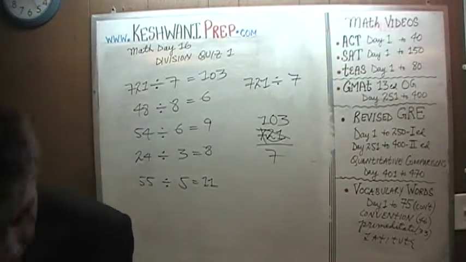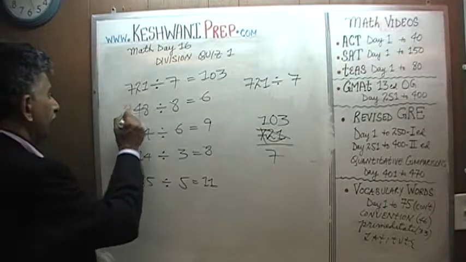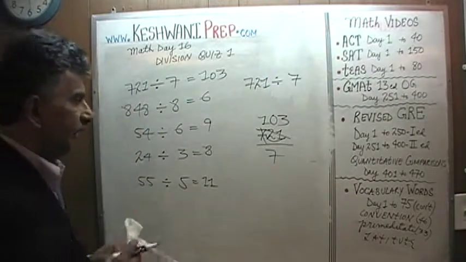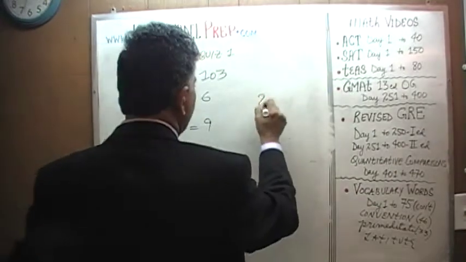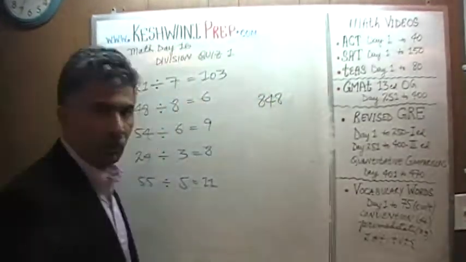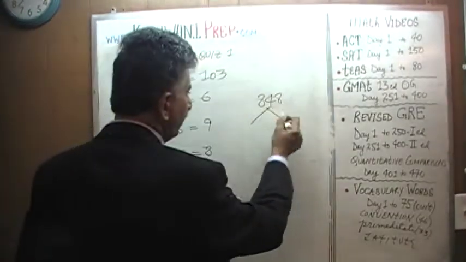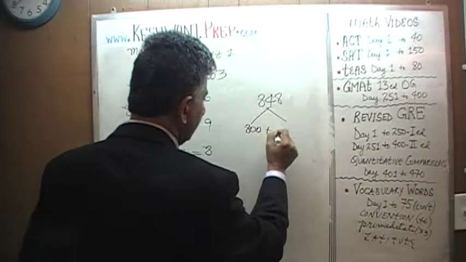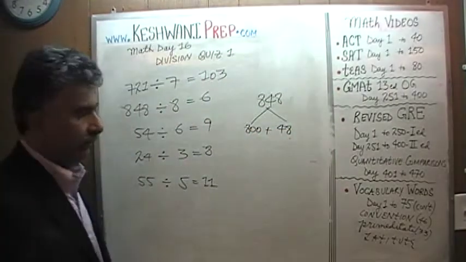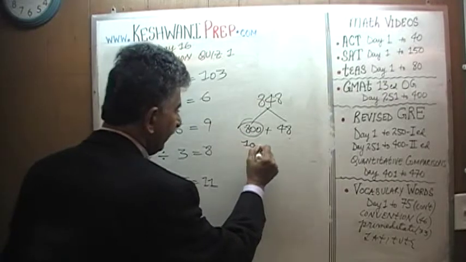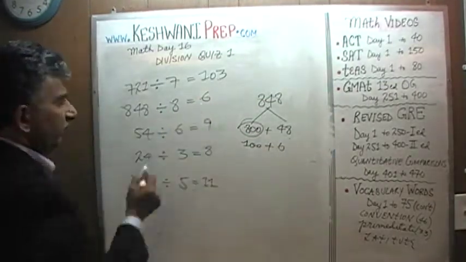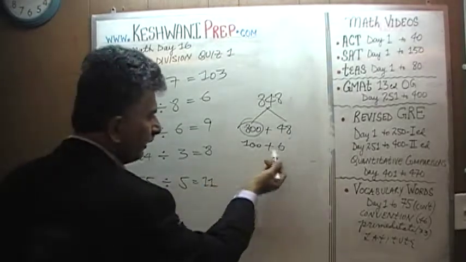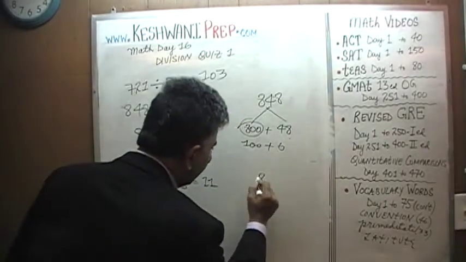Let's do one more. How about 848 divided by 8? Same exact logic. Even before we do the work, we know what the answer is going to be. 848 is made up of 800 plus 48. We know 800 is made up of 100 8s, and we know 48 is made up of 6 8s. Right here, 48 divided by 8 was 6. Answer should be 106.